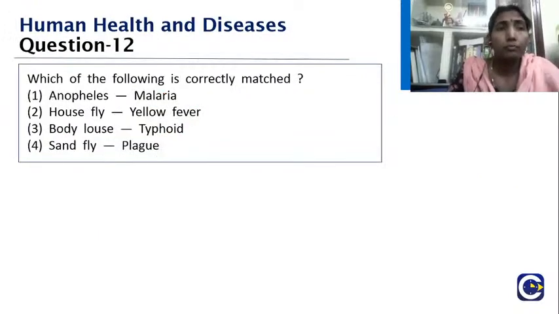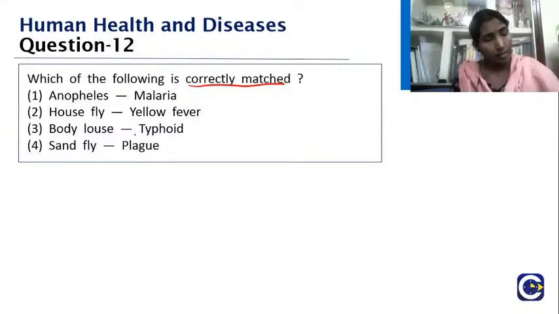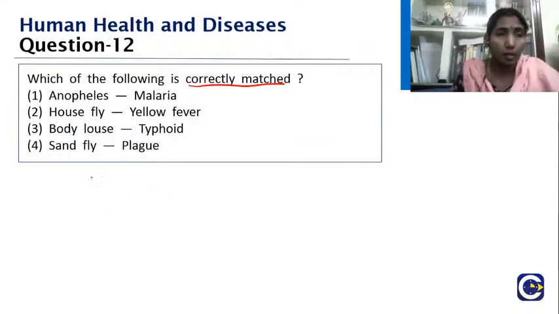Good. Which of the following is correctly matched? We are going to see correctly matched. Anopheles, malaria; housefly, yellow fever; body louse, typhoid; sandfly, plague. We will go from down. What about sandfly? Sandfly is responsible for causing leishmaniasis.